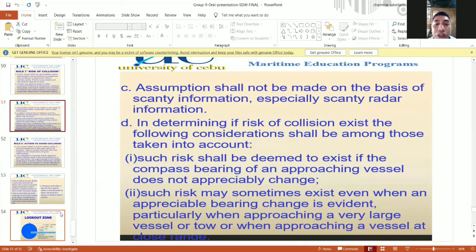So paragraph C, assumptions shall not be made on the basis of scanty information, especially scanty radar information. Paragraph D, in determining if risk of collision exists, the following considerations shall be among those taken into account. Subparagraph 1, such risk shall be deemed to exist if the compass bearing of an approaching vessel does not appreciably change. Subparagraph 2, such risk may sometimes exist when an appreciable bearing change is evident, particularly when approaching a very large vessel or tow, or when approaching a vessel at close range. Next slide, please.